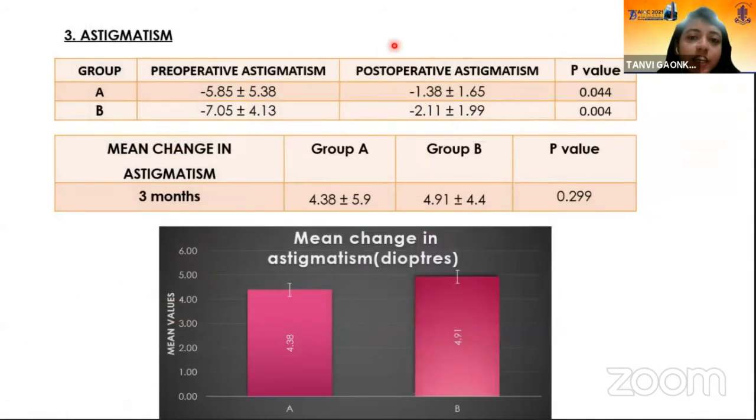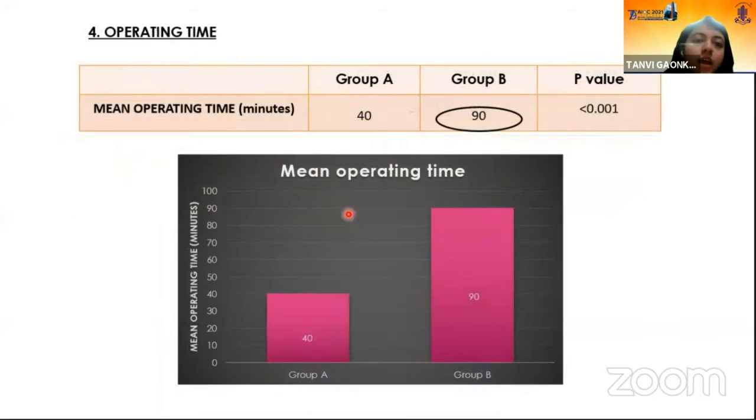There was a significant change in the post-operative astigmatism from the pre-operative value in both the groups. However, post-operatively, there was no statistically significant difference. However, there was a statistically significant difference in the mean operating time between the two groups, with group B having a mean operating time of 90 minutes and group A having one of 40 minutes.